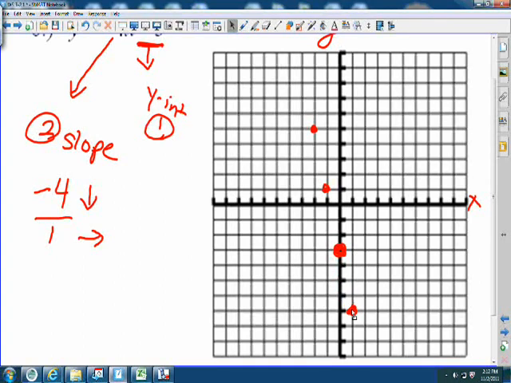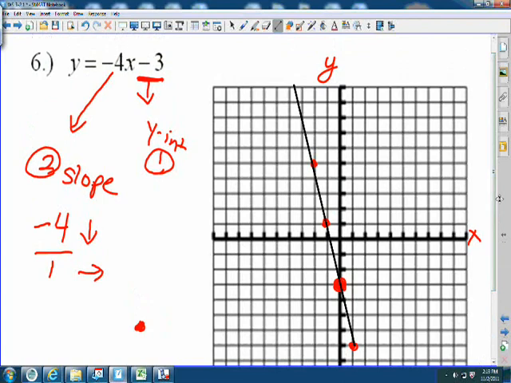Oh, I didn't mean to do that. How'd that happen? Try it again. 1, 2, 3, 4 and over 1. Oh, that's because I touched the wrong one. There we go. Now I'll get my line. I connect my points. Double check in the calculator. Make sure that you have done it correctly.